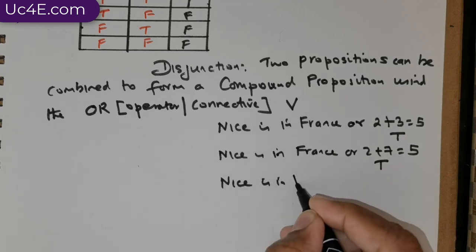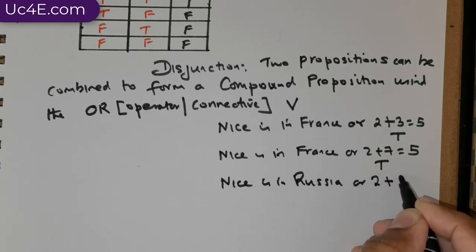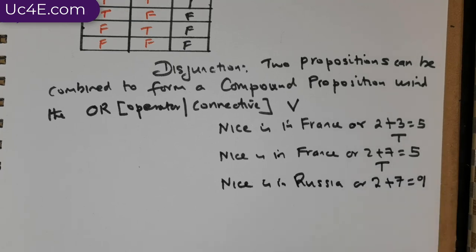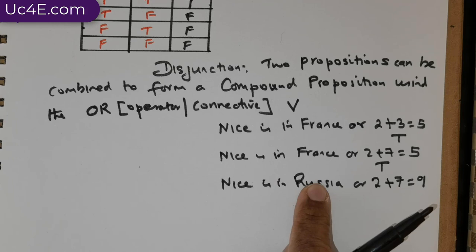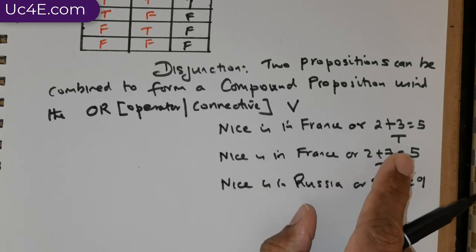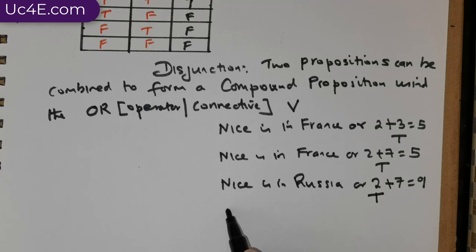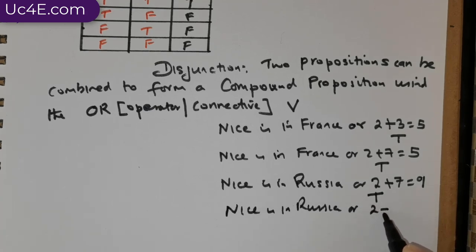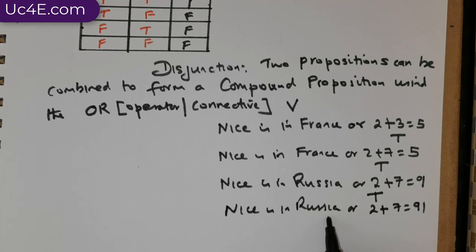Nice is in Russia, or 2 plus 7 is equal to 9. So this is false, or this is true. Even though the first one is false and the second one is true, the outcome is true. And followed by the last example, Nice is in Russia, or 2 plus 7 is equal to 91. Now clearly you can see that this is false. This is also false. When false or false, the outcome is going to be false.